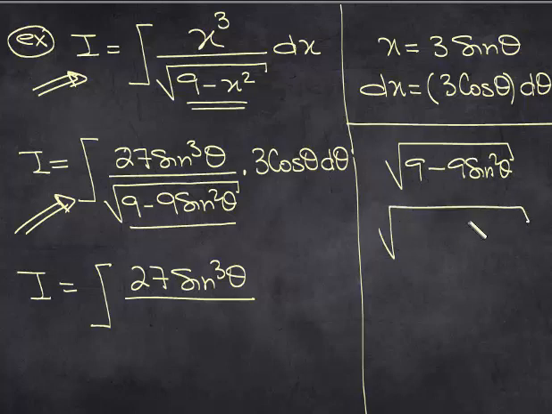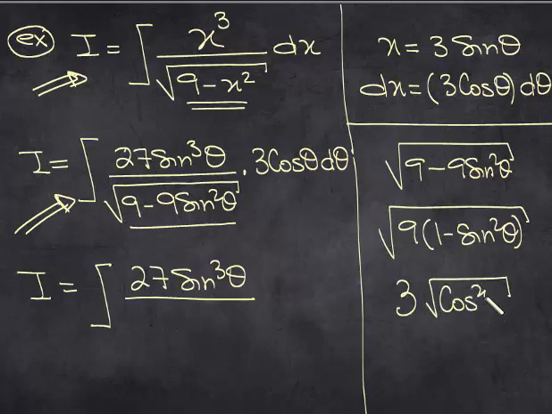So I can write it as 9 times 1 minus sine squared theta. Isn't that right? And the square root of 9 is what? 3. And what is 1 minus sine squared theta? What's another way to write 1 minus sine squared theta? That'll give us what? 3 cosine theta. Is that okay?